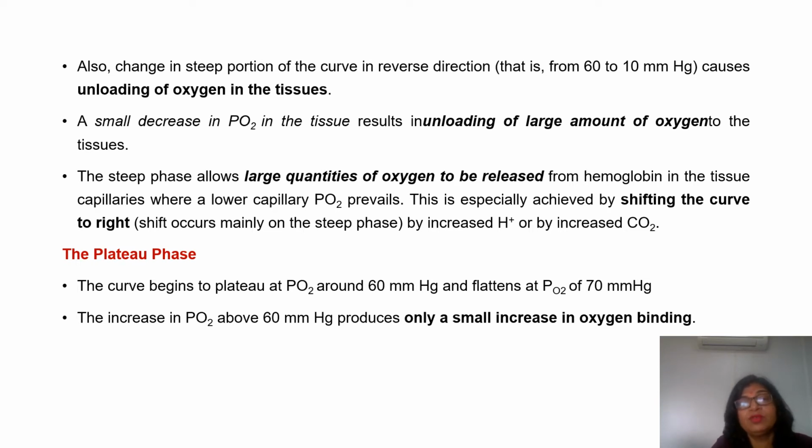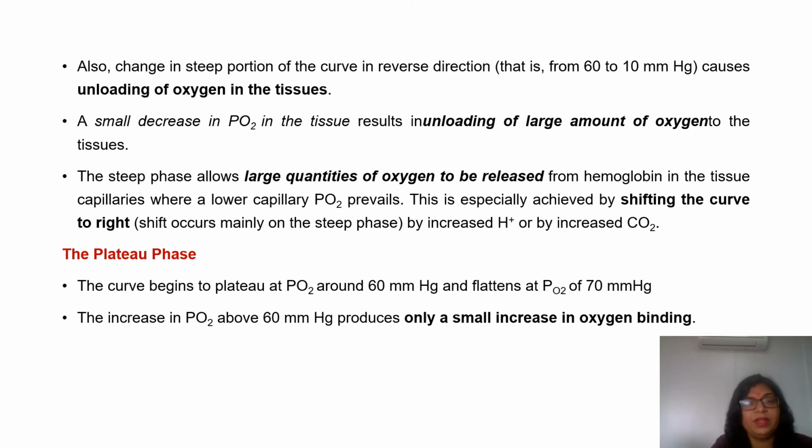So the steep phase allows large quantities of oxygen to be released from hemoglobin in the tissue capillaries, where a lower capillary PO2 prevails. This is achieved by shifting the curve to the right. So in the tissues, what will happen? Because of low PO2, the curve will shift to the right by increased H ions and by increased CO2.